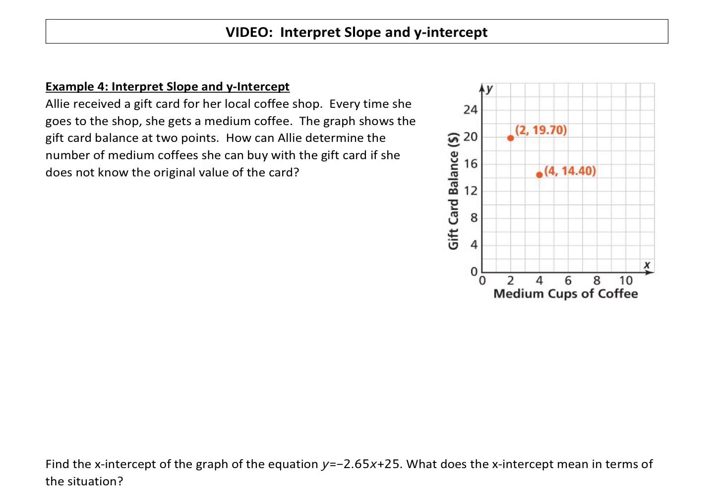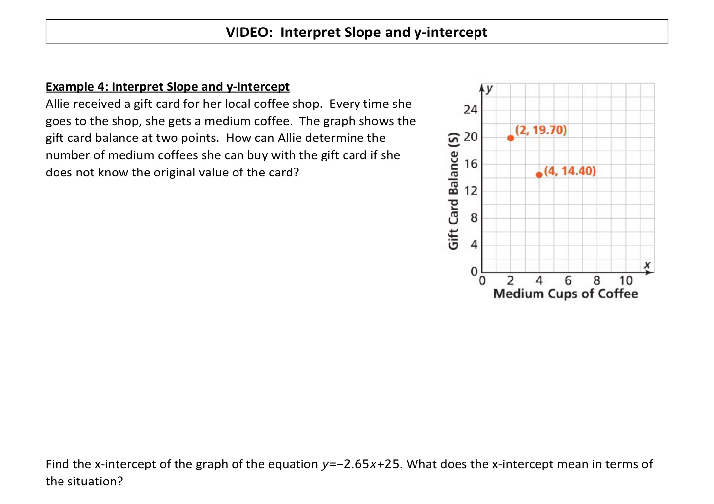All right, so let's work on interpreting slope and y-intercept in a given situation. We've got Allie. Allie received a gift card for her local coffee shop. How nice. Every time she goes to the shop, she gets a medium coffee. The graph shows the gift card balance at 2 points. How can Allie determine the number of medium coffees she can buy with the gift card if she does not know the original value of the card?